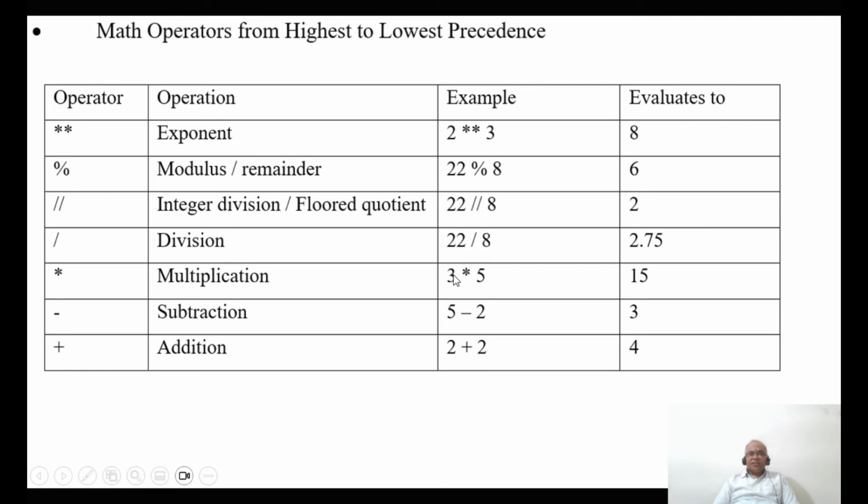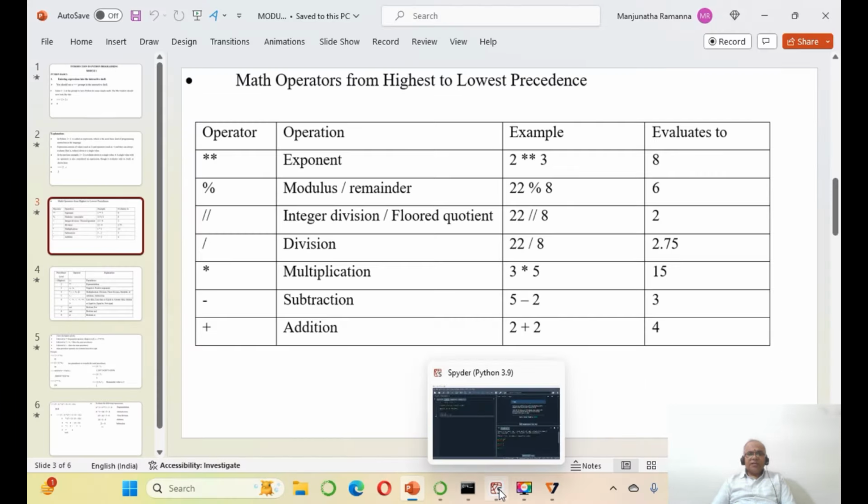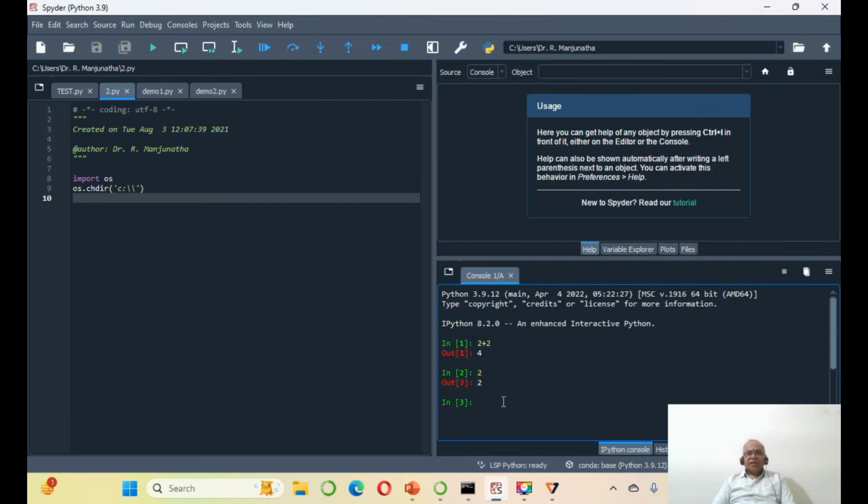Then you have the multiplication, 3 star 5, which evaluates to 15. Then you have the subtraction 5 minus 2, which gives you 3. And then you have the addition 2 plus 2, which is equal to 4. The same thing you can do by using our interactive cell. 2 double star 3 is 8.